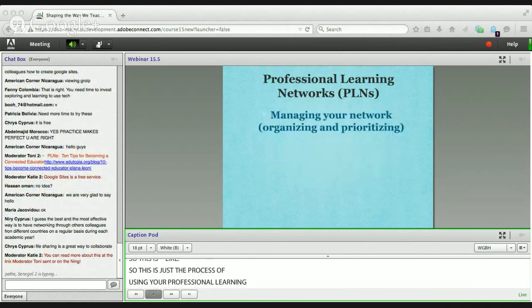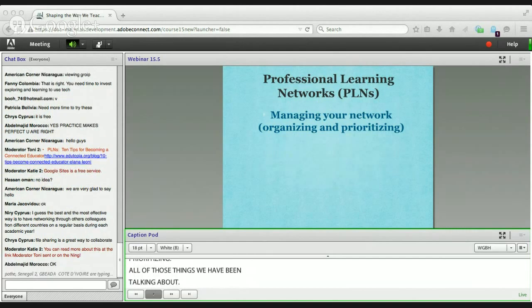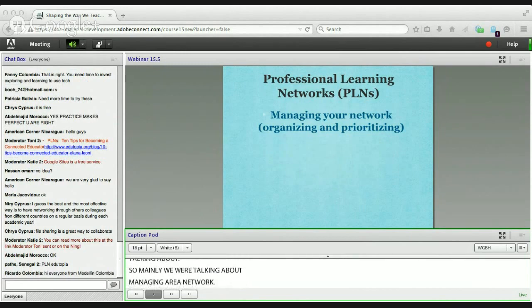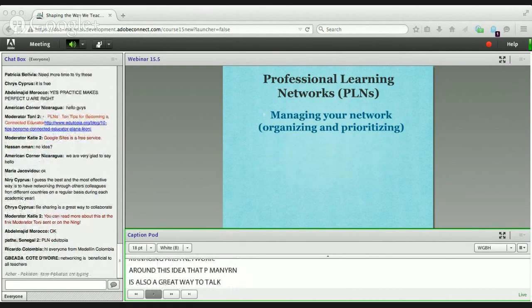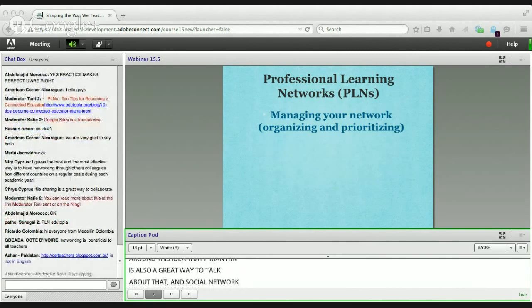So mainly we're talking about managing your network, and this idea of a PLN is a great way to talk about that. And social networking sites can be a great way to organize, right? I saw in the chat box, many of you have been mentioning Facebook groups, right? So you have this option on Facebook to create a group, that can be very empowering, right? If it's within your institution or maybe within your country or within the level that you teach, right?